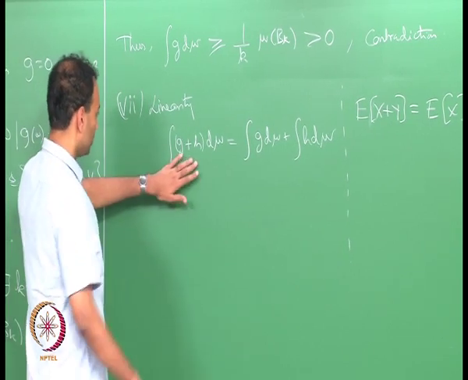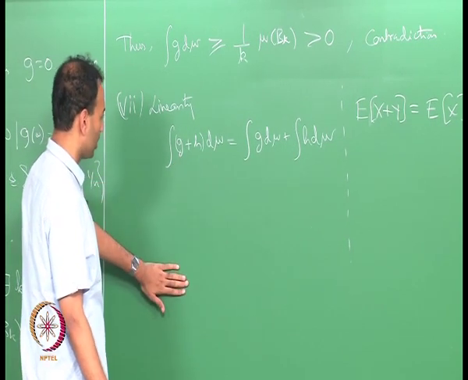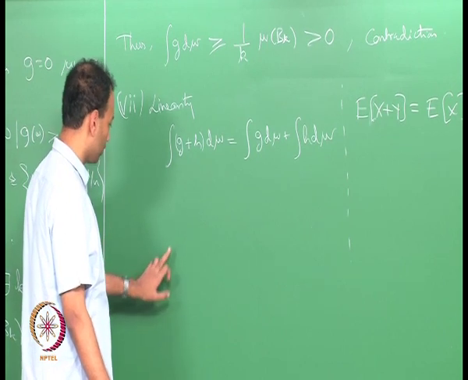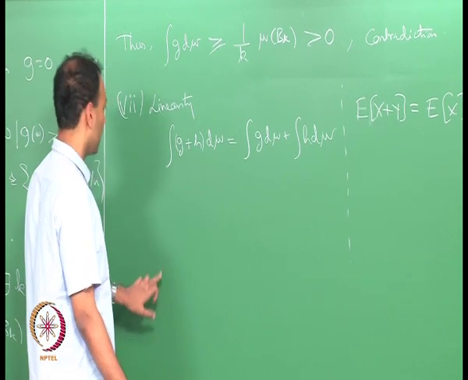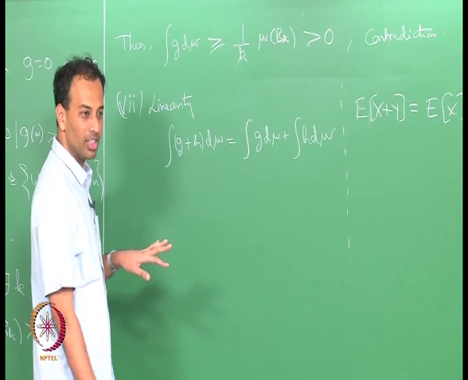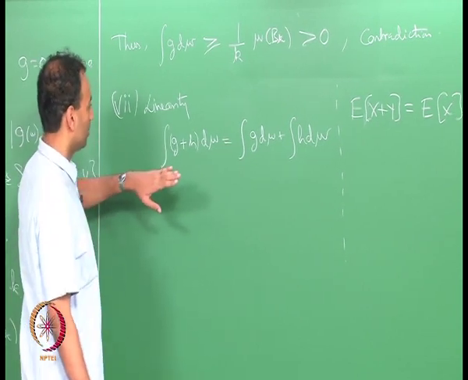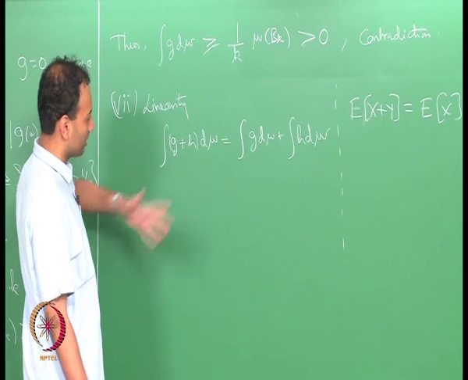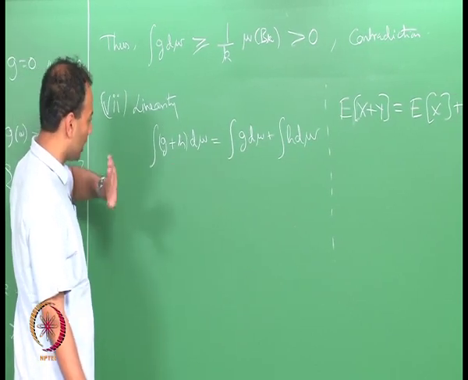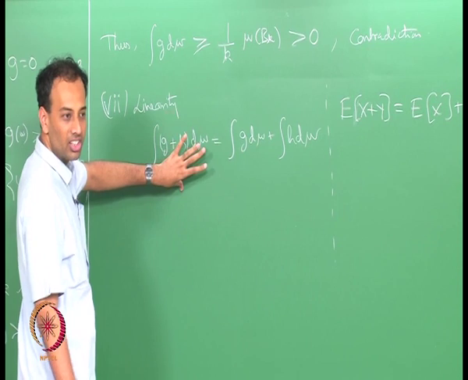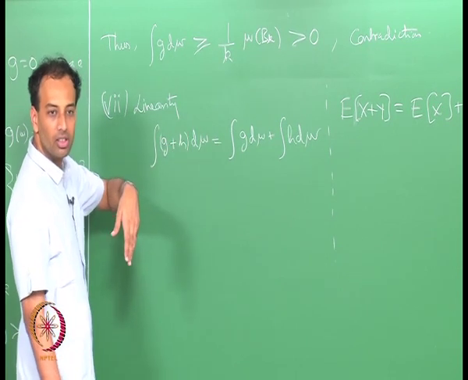So, linearity includes this, but the next one I am going to say is also a scaling. So, you integrate integral a g d mu will be a integral g d mu. So, put together it is linearity, all right. Alright. So, proving this, again, this is true for any measurable functions g and h as long as all the integrals are well defined, alright.